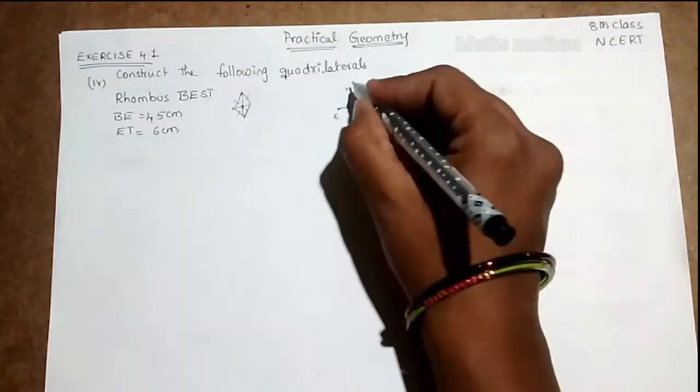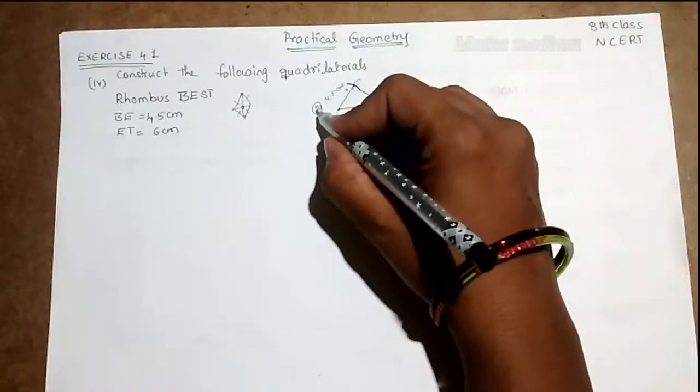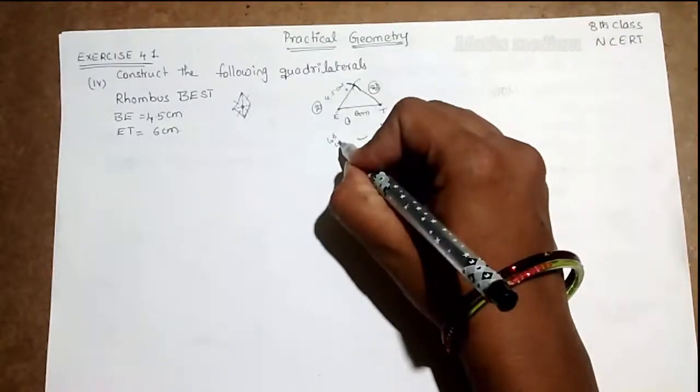From E we have to construct an arc with 4.5 centimeters. This is step 1 and this is step 2. From T also we have to make the same arc with 4.5 centimeters. Here is the meeting point. Join the points and we get two lines. This is 1 and this is 2. This is step 3. Similarly, make another arc from T with 4.5 centimeters. Then we get an arc. By joining these we get a rhombus like this, with one diagonal and one side.